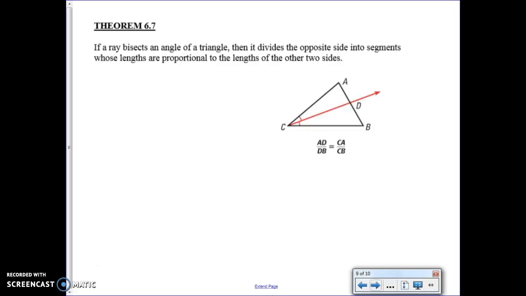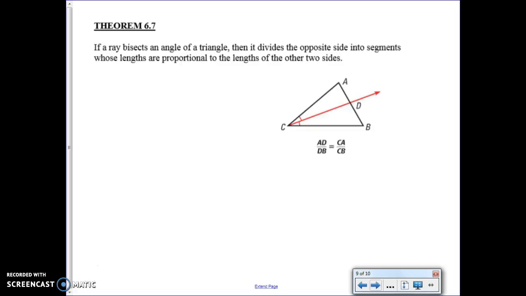Okay, so one more theorem today. It says if a ray bisects an angle of a triangle, then it divides the two opposite sides into segments whose lengths are proportional to the lengths of the other two sides. That sounds a little confusing, so let's talk about what this means.